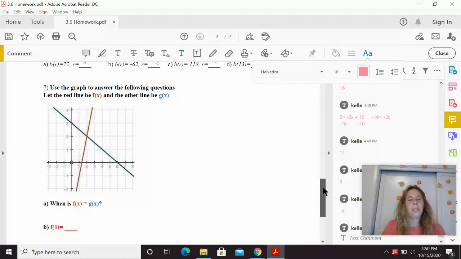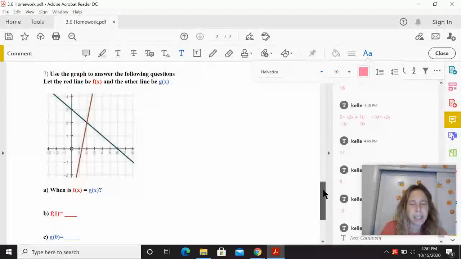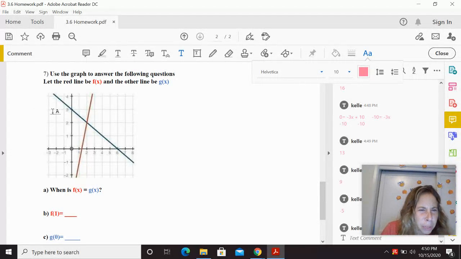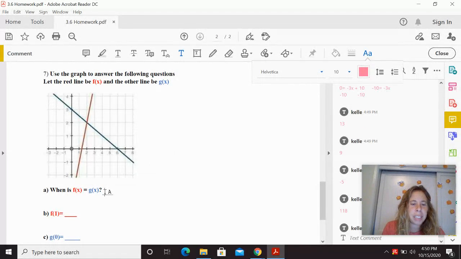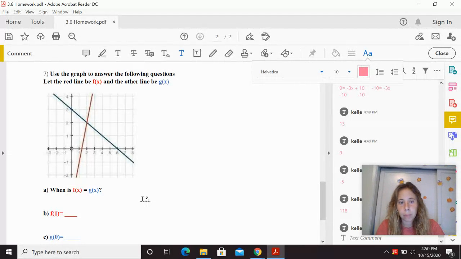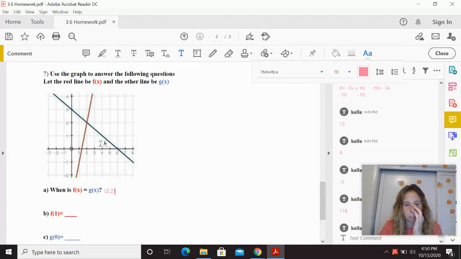Use the graph to answer the following questions. Let the red line be f of x and the other line be g of x. I couldn't tell, the other line is like blue or green. Doesn't really matter. So when is f of x equal to g of x? When they intersect. They are equal to each other when they intersect. So they intersect at x equals 2, y equals 2. 2, comma, 2. That is when they are equal to each other.